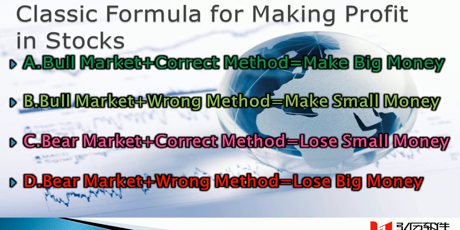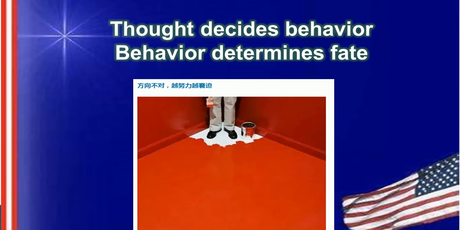So from this formula, we can know that we cannot buy stocks in the bear market. We should buy and keep stocks in the bull market. So this is the classic formula for making profit in stocks. If you want to buy some stocks, you can follow this classic formula. Then if you see the market is down, the market is bear market, you will not buy it. Okay. So let's see this one.